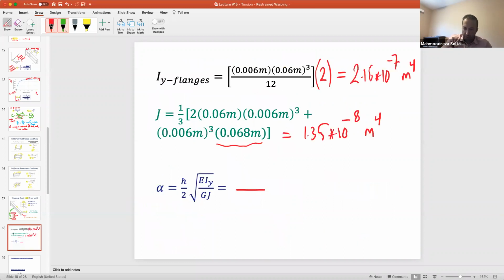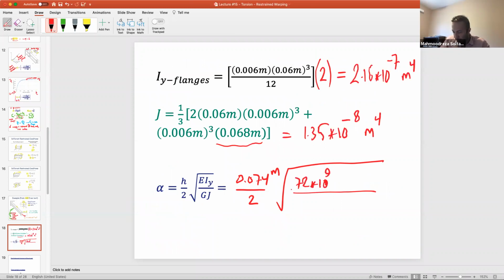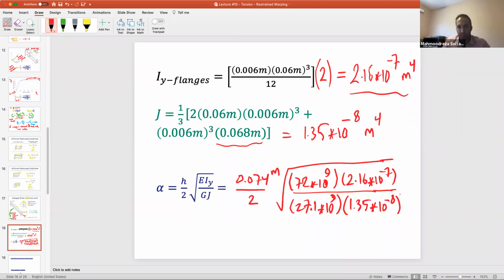Okay. So let's enter it here. Your h would be 0.074 over 2, multiplied by the moment of inertia. Sorry, the modulus of elasticity is 72 × 10^9. Your Iy, we have found it here, 2.16 × 10^-7, over G. G is given to you in this problem as well, 27.1 × 10^9. And J, we have found it here, 1.35 × 10^-8. This would be equal to 0.241 meters. This would be your alpha we were discussing.